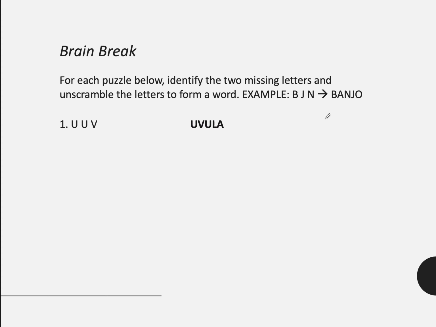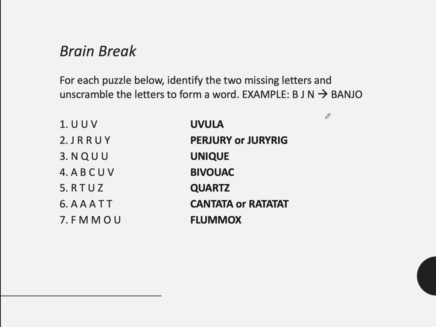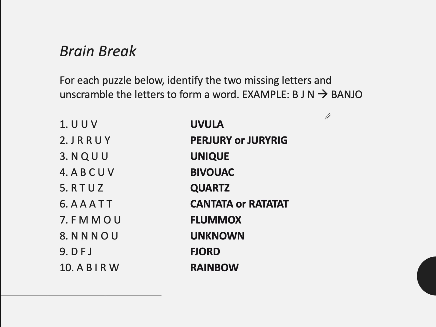All right, here are the answers for each one of these. UUV is uvula, the thing hanging down the back of your throat. JRR is either perjury or juror. Unique. Bivouac, that's where armies encamp. Like I said, quartz. Cantata or rat-tat-tat, which are both real words. Flummox, which is a strange word. Unknown, hopefully you maybe got that one. Fjord, a Norwegian word that's been borrowed into English. And rainbow. Yeah, they're tough ones.